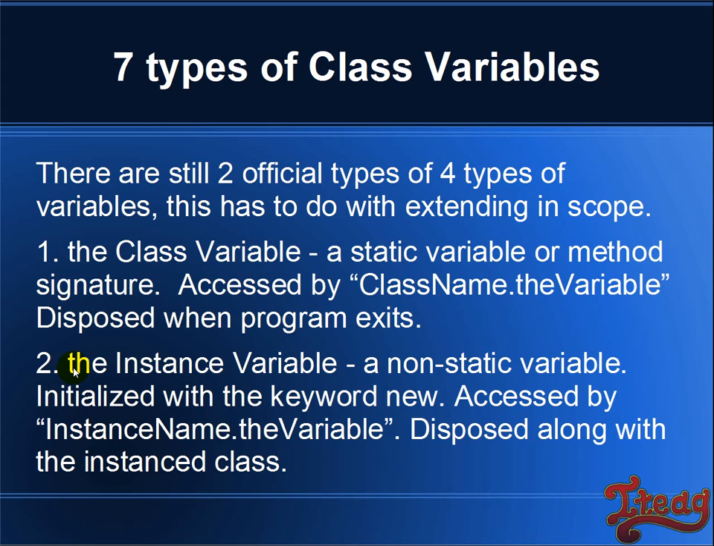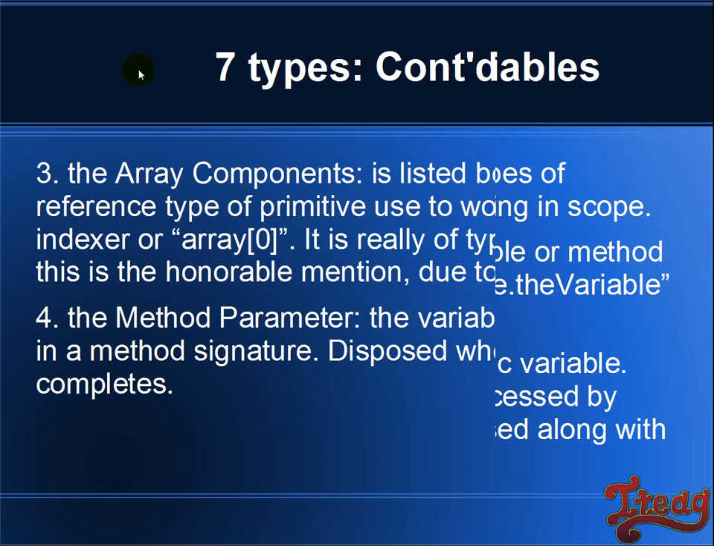And the instance variable. This is an instance variable, and this is a non-static variable. Okay, it's initialized with the keyword new. So new is very important for working with instances. Accessed by the instance name that you assign it at that time of the class, dot the variable, and it's disposed along with the instance class. So the moment you set it to null, then boom, it's disposed of, ready for garbage collection.